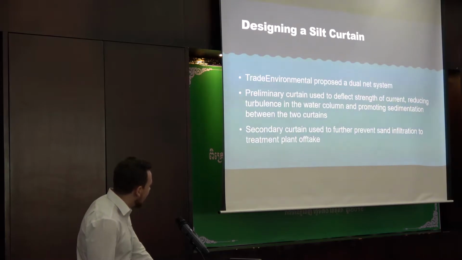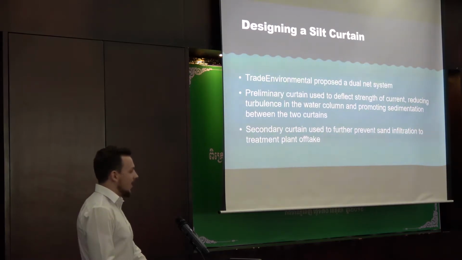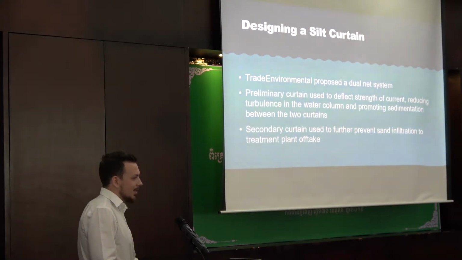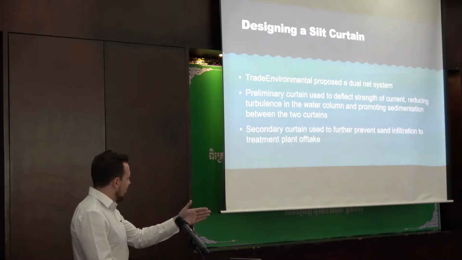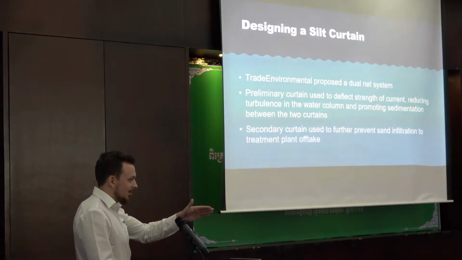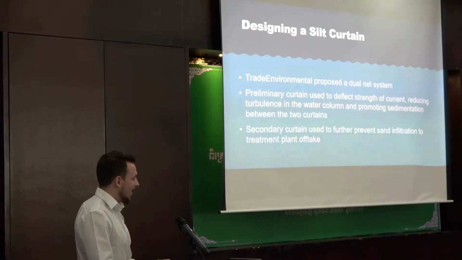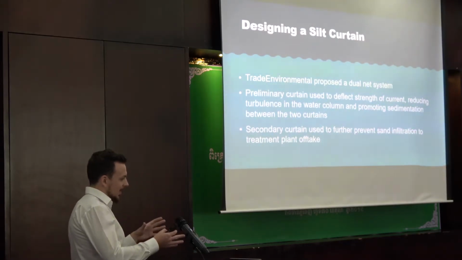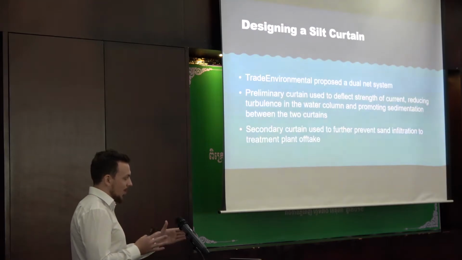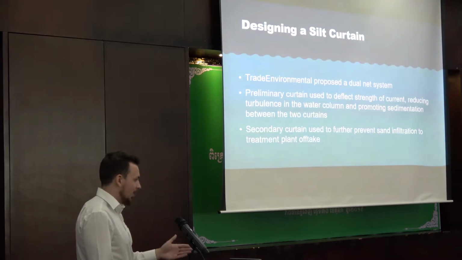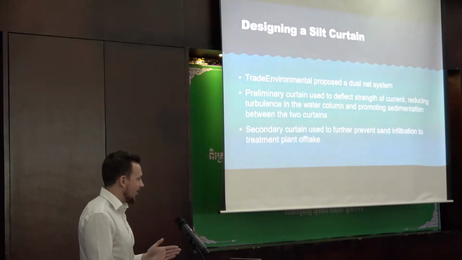So after we decided on the idea, we put the idea out to the companies in Australia that specialise in silt curtains. Trade Environmental came back to us with a proposed dual net system. The first net to deflect the strength of the river, the second net to go across the mouth of the offtake lagoon to create a really stable water column to further promote turbidity dropout before it even got to the curtain across the lagoon.